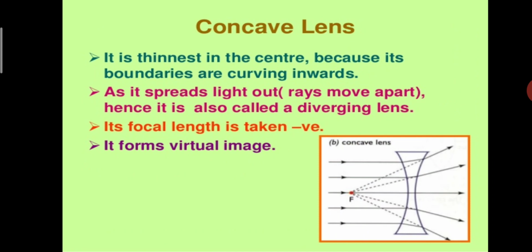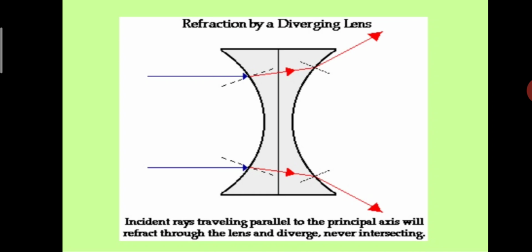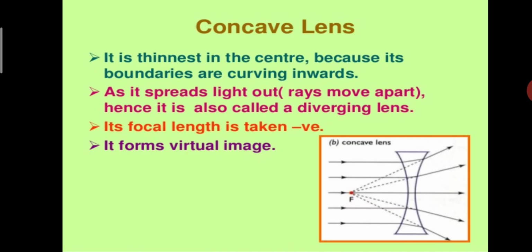Concave lens. It is the thinnest in the center because its boundaries are curving inwards. As it spreads light out, it is called a diverging lens. Its focal length is taken as negative. Okay, it forms a virtual image. Okay. So students, what have you seen? You have seen in this picture what a convex lens is and what a concave lens is. Okay. So we all have to know about it. Thank you.